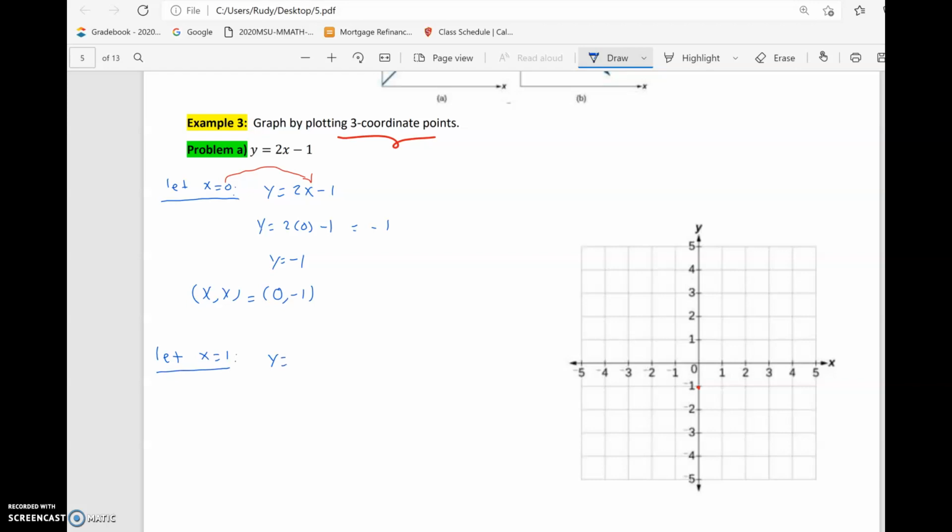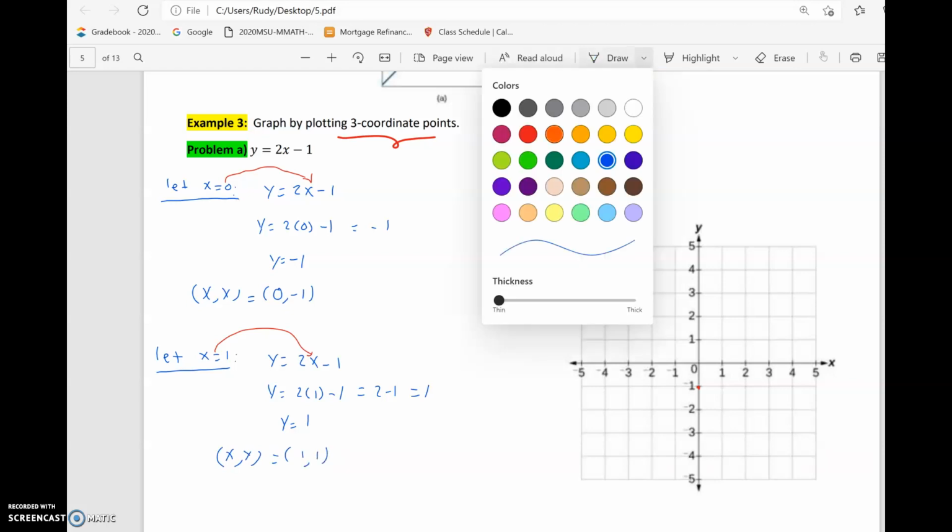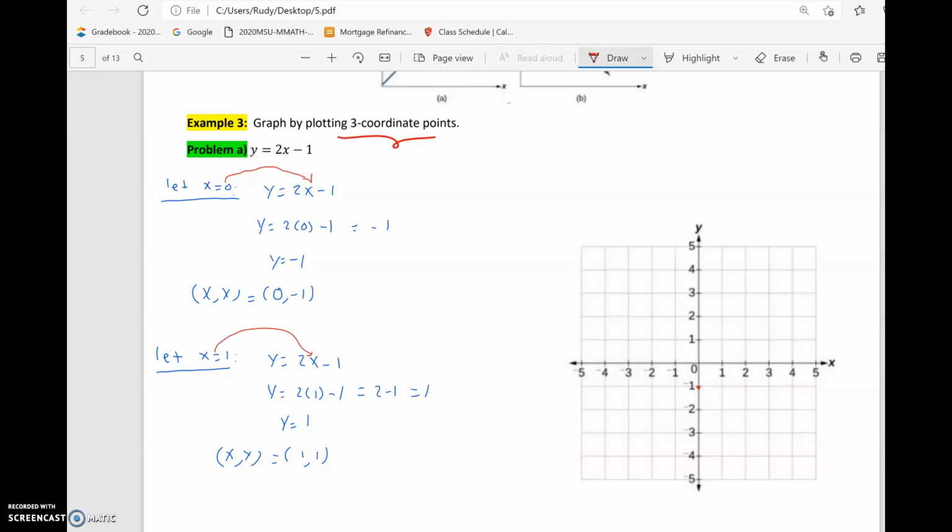And we have y is equal to 2x minus 1. And once again, remember that we're using the value of 1. So y is equal to 2 times 1 minus 1, or 2 minus 1, which is 1. So your y value is 1. As a coordinate point, we're looking at 1, 1. So on the graph, that's going to be here.